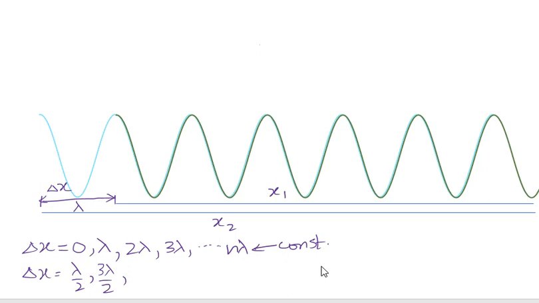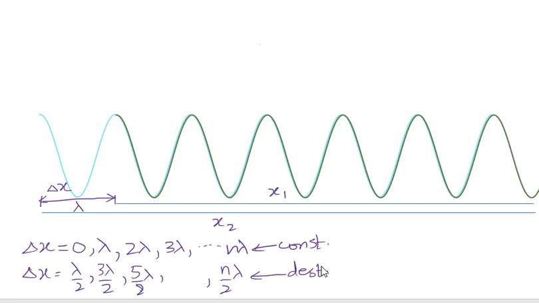Then it will be 2.5 lambda, or 5 over 2 lambda, and so on, which means I'm getting odd multiples of lambda by 2. When delta x is in this form, I will have destructive interference. So we have exactly the opposite thing when the two waves are originally not in phase.